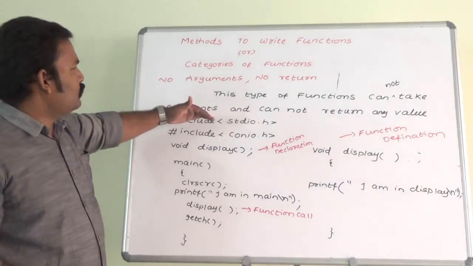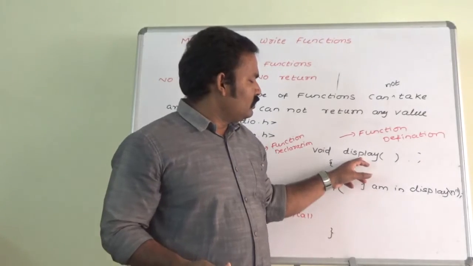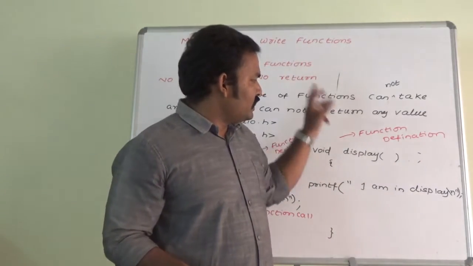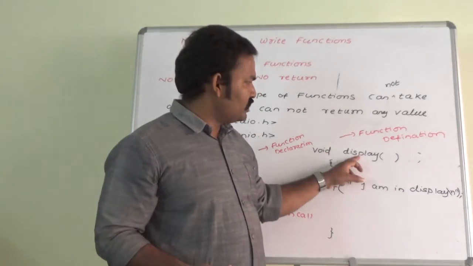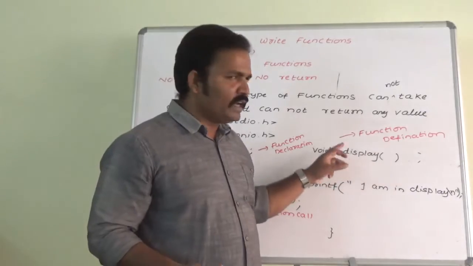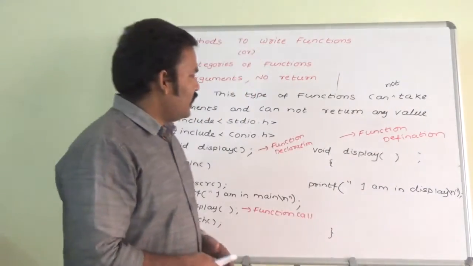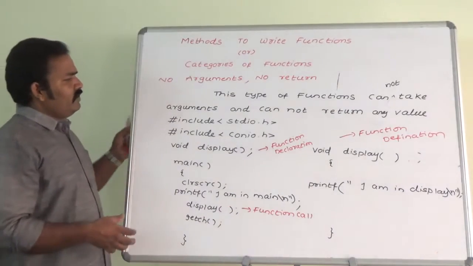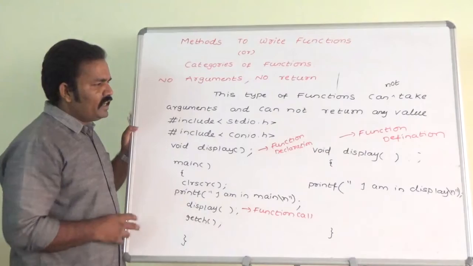So in this program I created one function of which type? Function with no arguments and no return value. So this function cannot take any arguments from the calling function and cannot return any value to the calling function. Okay, right. So when we execute this program, what is the output we will get?